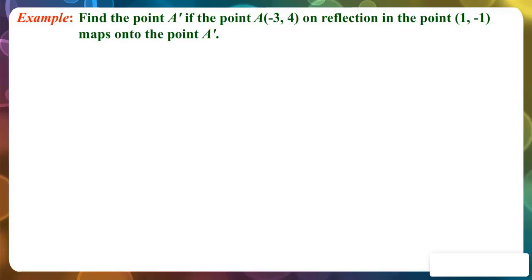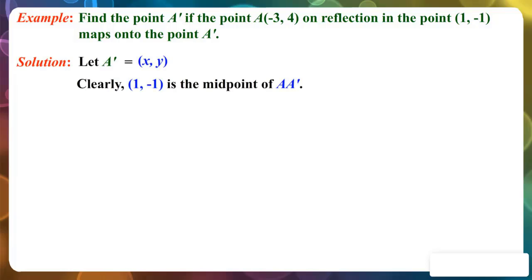Let's take the next example. Find the point A dash if the point A (-3, 4) on reflection in the point (1, -1) maps onto the point A dash. Let's solve this. Let A dash be (x, y). Clearly (1, -1) is the midpoint of AA dash.